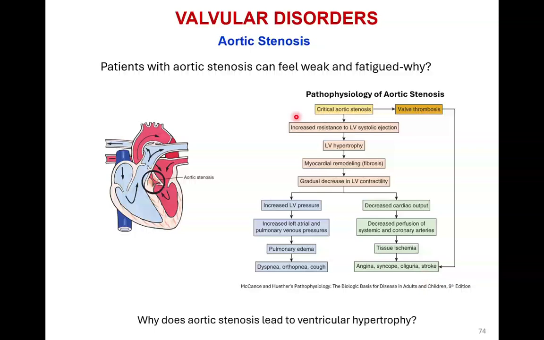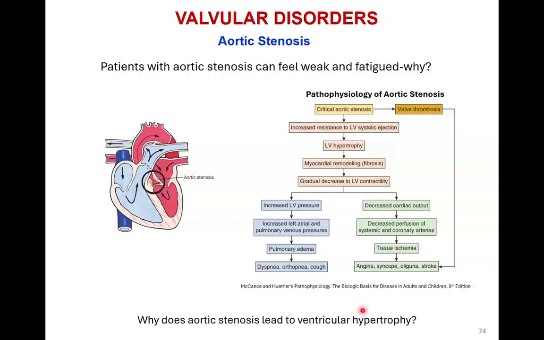So the question is, why does a patient with aortic stenosis feel weak and fatigued? The answer is there's a decreased cardiac output because of a problem with the outflow tract of the heart, and so the tissues are underperfused, and if you've got an underperfused tissue, you're not getting enough oxygenated blood to make enough ATP to meet your body's needs.